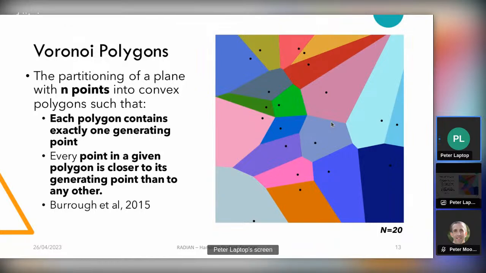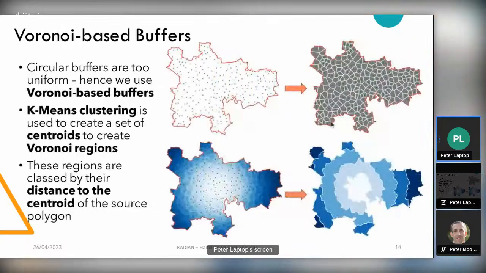Voronoi polygons are a partitioning of a plane given a set of generating points, so there are 20 points in this case. Each Voronoi polygon contains exactly one generating point, and every point in a given polygon is closer to its generating point than to any other. So basically, we have 20 points, and this will give us 20 regions. So for the case of Radian, this is for part of the generation, say we want, for argument's sake, 128 different regions in a given polygon.